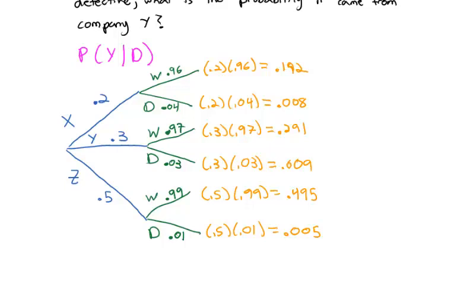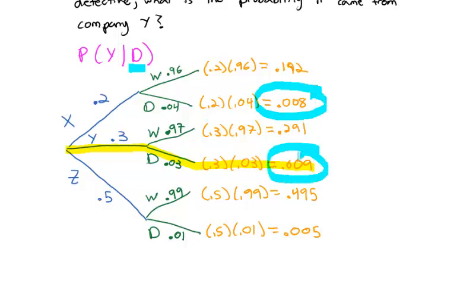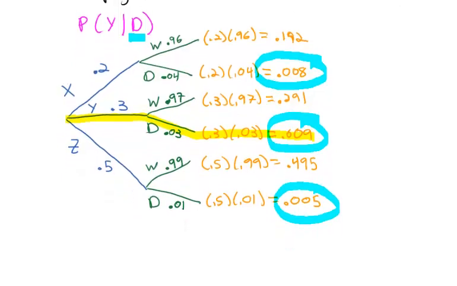We're interested in the probability that it came from Y given it's defective. The branch we're interested in is it came from Y given it's defective. This is the branch we are most interested in. Now the given probability, the D that's given to us, we need to consider all the defectives. We don't care about when it works. So we've got a defective branch here, a defective branch here, and a defective branch here. The bottom halves are all defective. Those are the ones we care about.